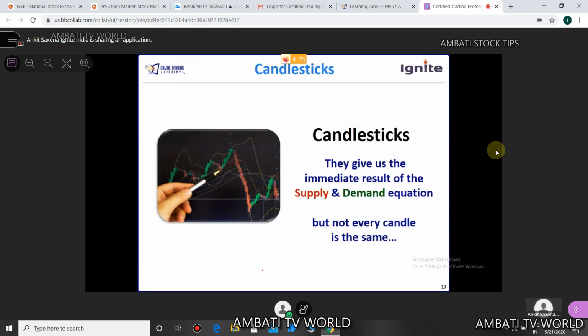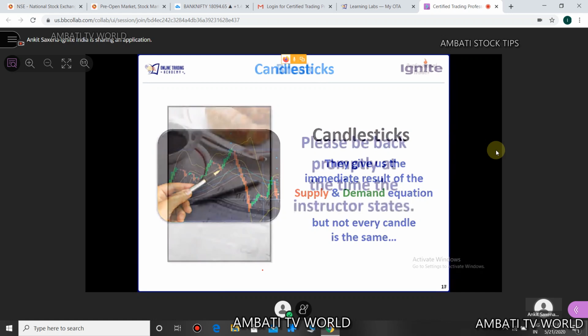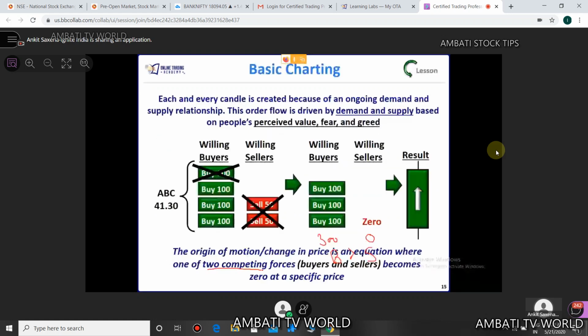Now, any questions, any queries? Let me open the room for questions and answers. So any questions till this point, guys? Any questions till this point? We have covered till this point yesterday, right?